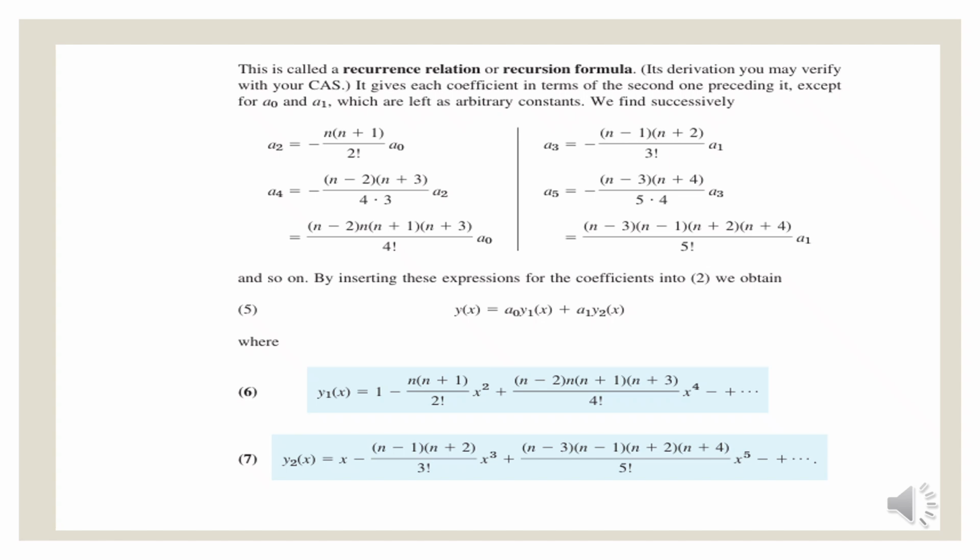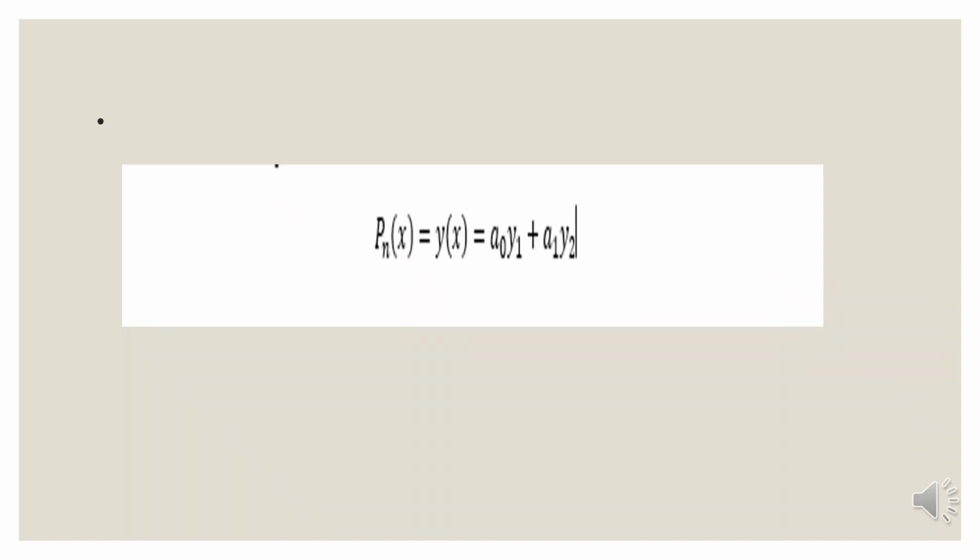So we get the final expression of y as a function of x equal to a0 y1 plus a1 y2, whereby y1 contains the even powers and y2 the odd powers of x. Let's continue. Now we finally get the Legendre polynomial P_n(x) to be equal to y as a function of x, which is given by a0 y1 plus a1 y2, just as we got above.